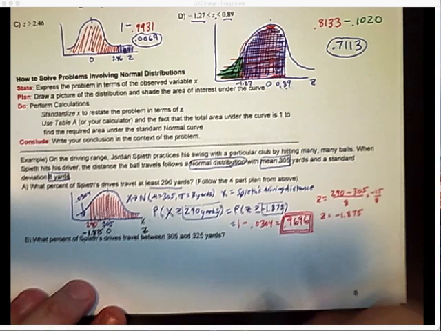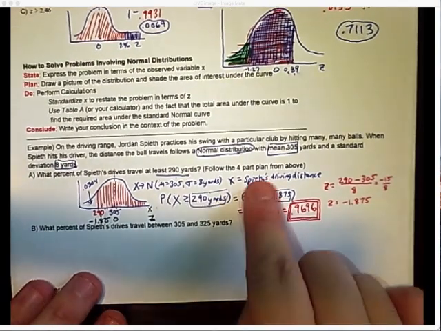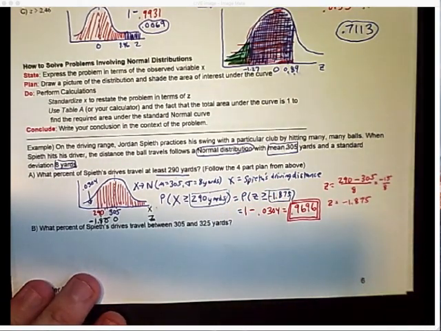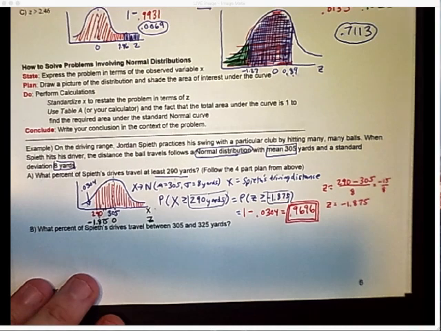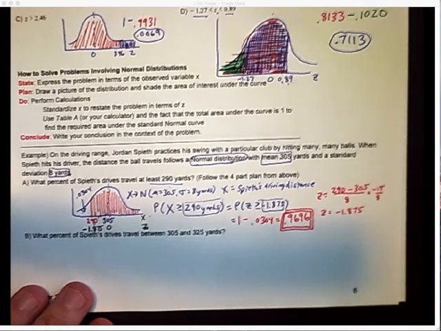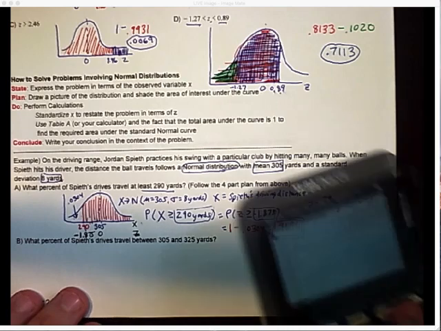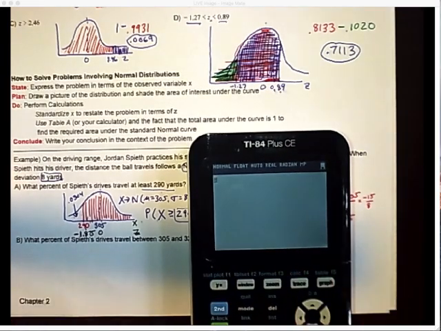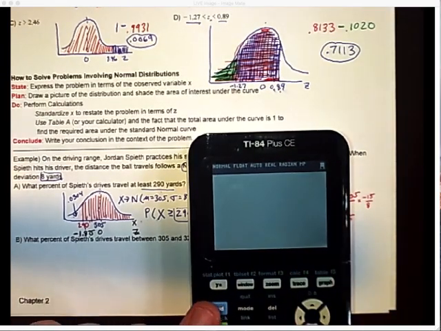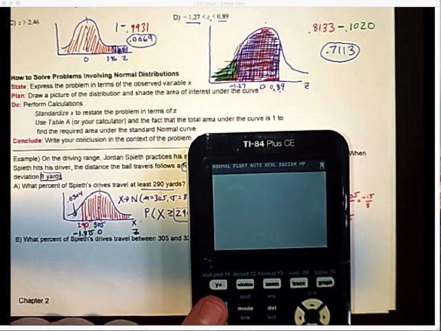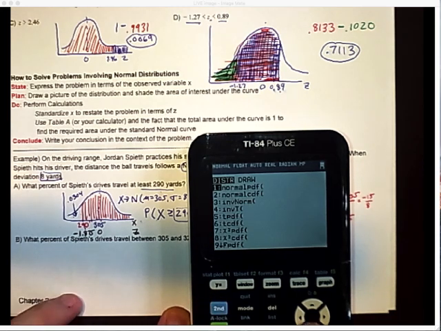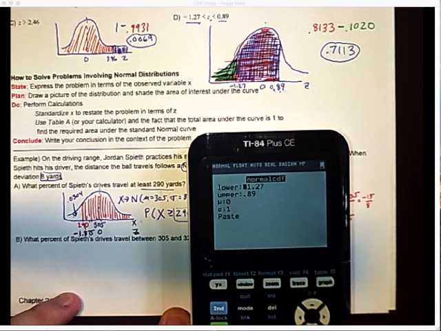Now let me tell you about the beauty of the calculator. We had to do all this work to convert to z-scores. The truth is we really didn't have to. Let me show you. When you use the calculator, it will do all that conversion automatically for you if you know how to do it. So go back under the distributions menu, go to normal CDF.